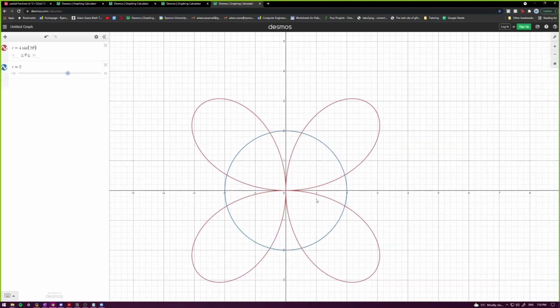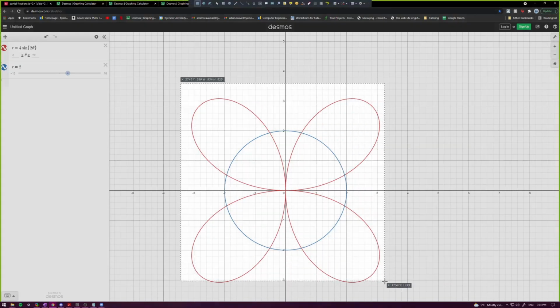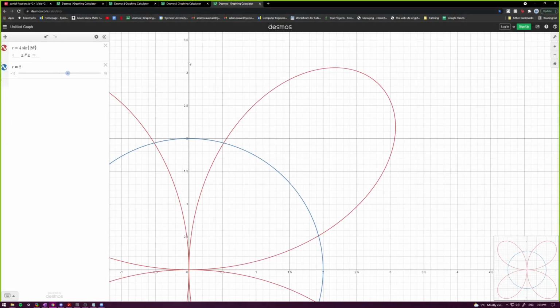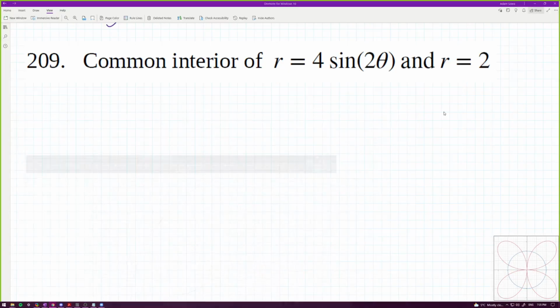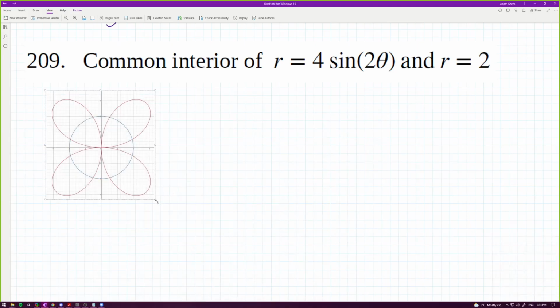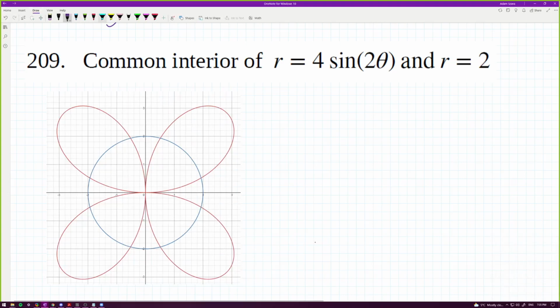So that is what we want. We want the common interior. What that's going to look like is this. What we're searching for is this area like this, and the same thing here. These are the four regions like this. I'll fill it in so we understand that we're looking for all of them.